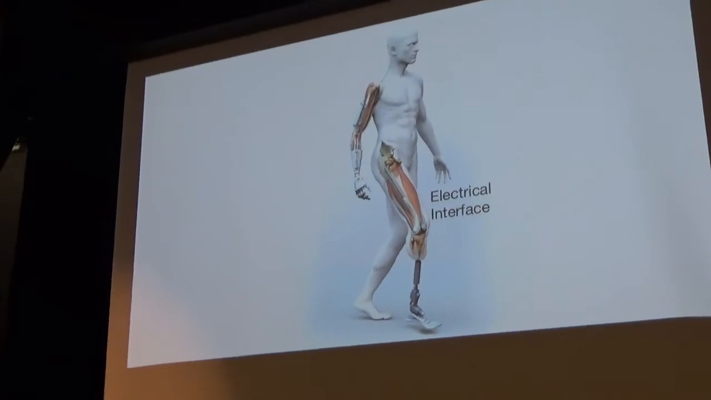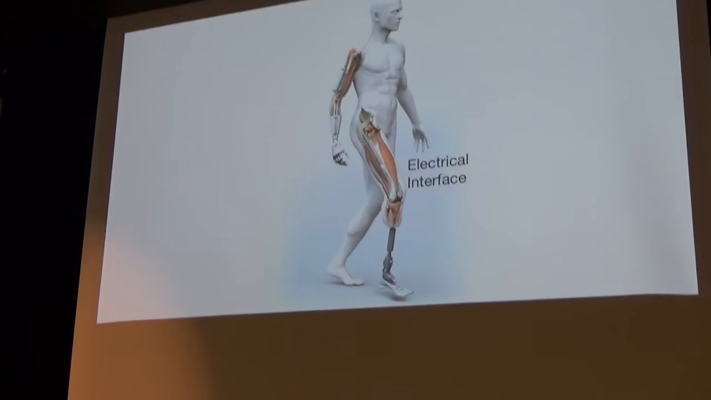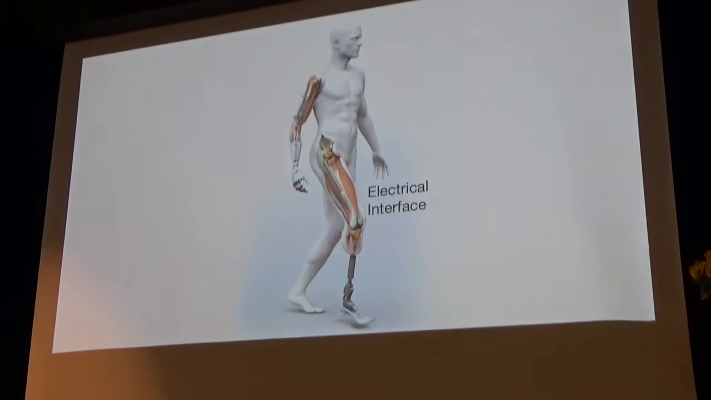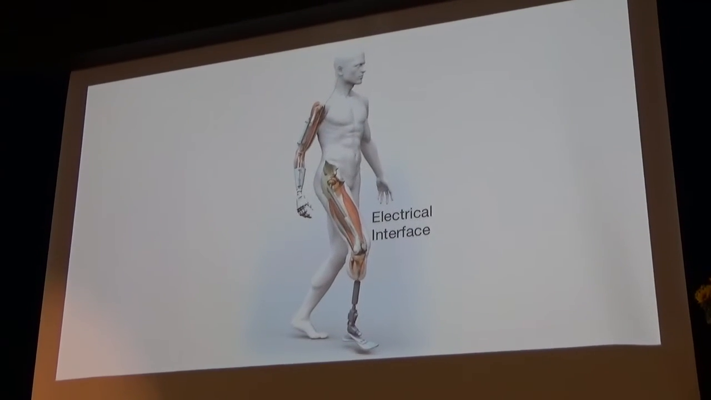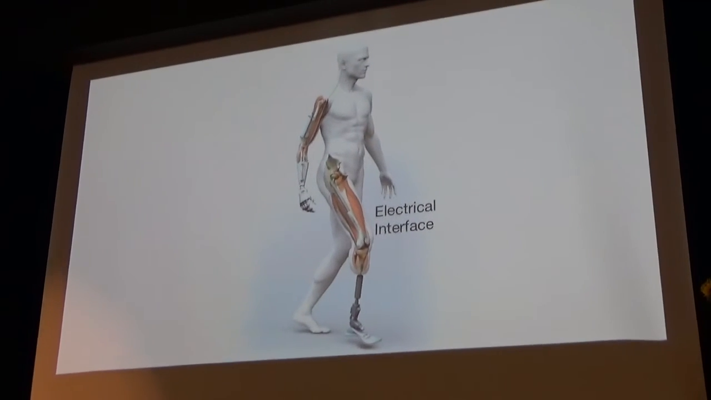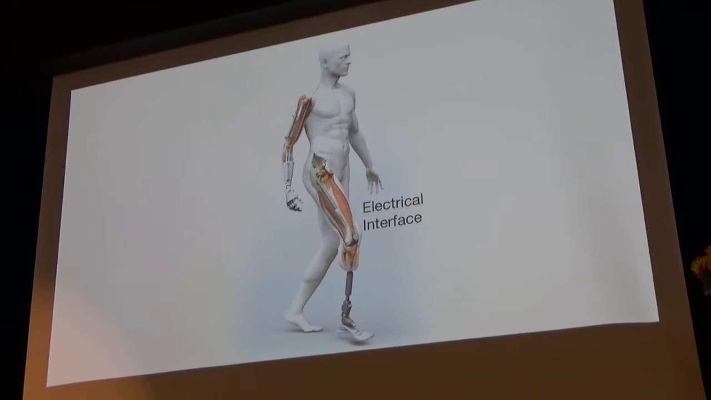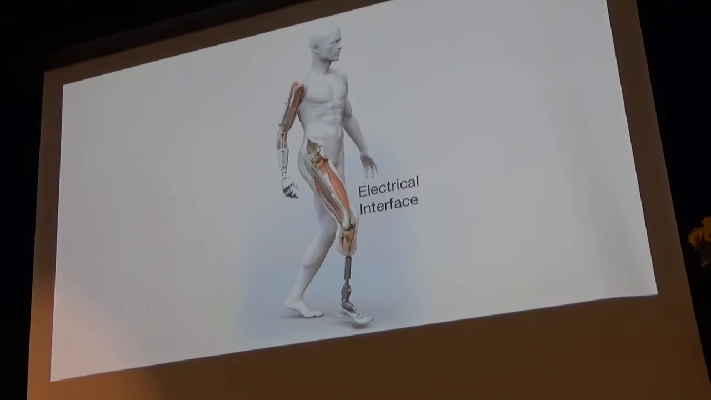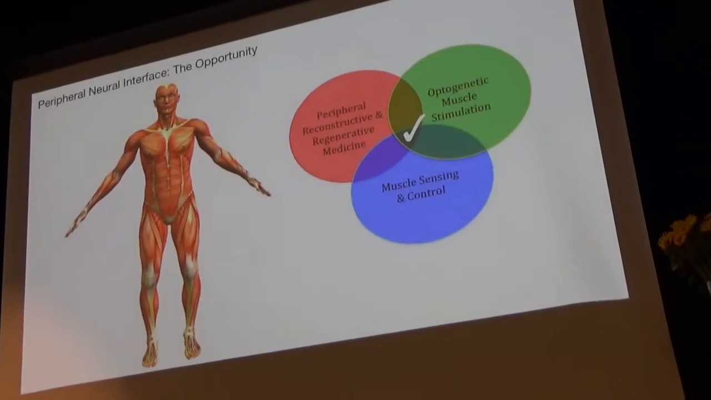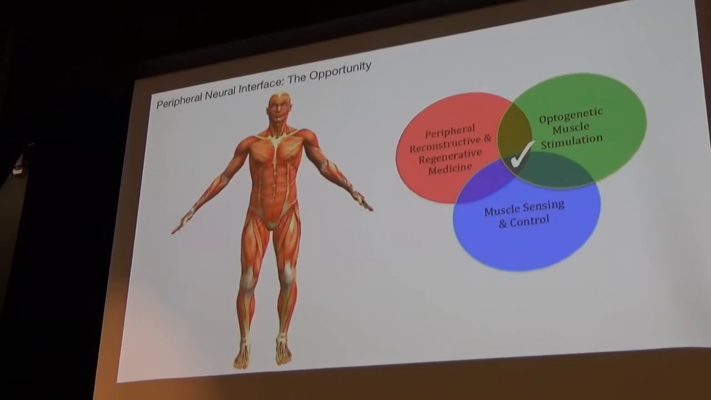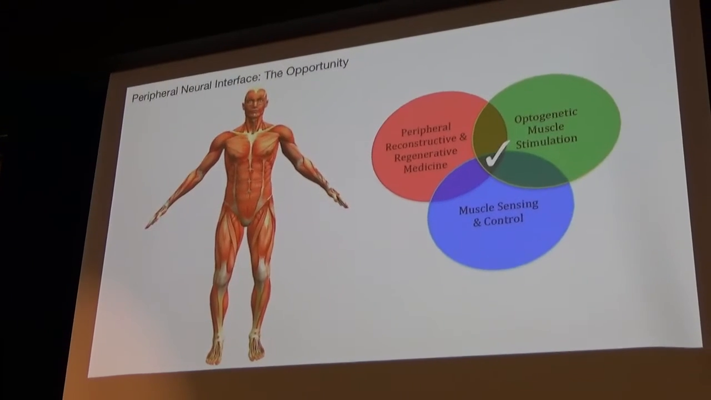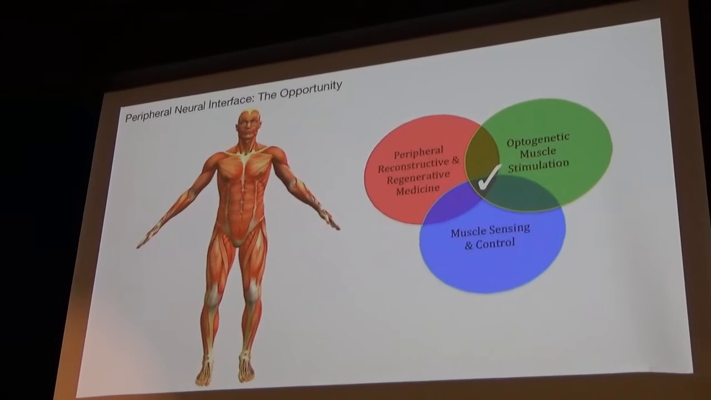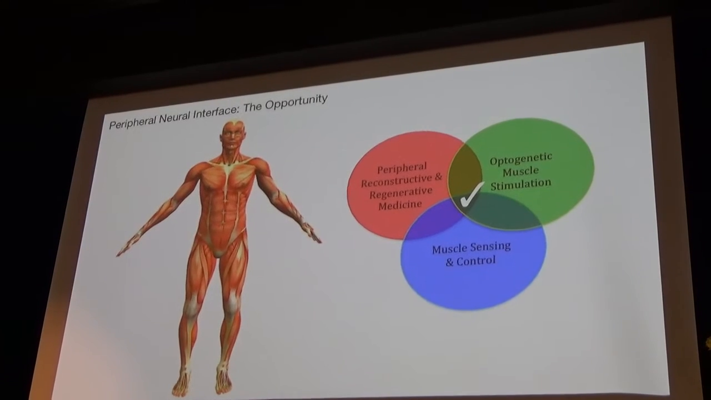I'll transition now to the electrical interface. How can we signal from the peripheral nervous system, efferent to the device, and then afferent from the device back into the nervous system? So again, the opportunity here that I'll emphasize today in my talk is about 3 areas that I think are important to expand and to merge together.